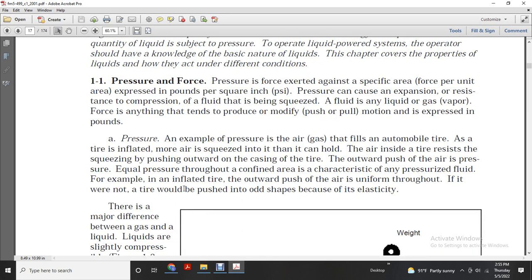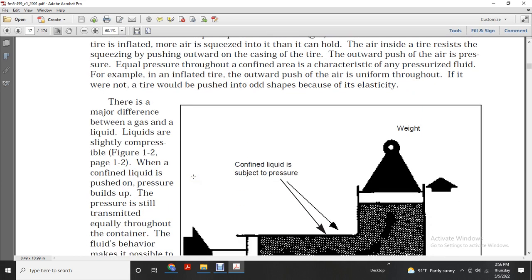An example of pressure is the air that fills an automobile tire as it is inflated. More and more air squeezes into the tire than it can normally hold. The inside of the tire resists the squeezing by pushing outward against the casing of the tire, pushing on the air and equalizing pressure throughout the confined area. This is a characteristic of any pressurized fluid: in the inflated tire, the outward push of the air is uniform throughout. If it were not, the tire would be pushed into odd shapes because of its elasticity. This is the major difference between gas and liquid.